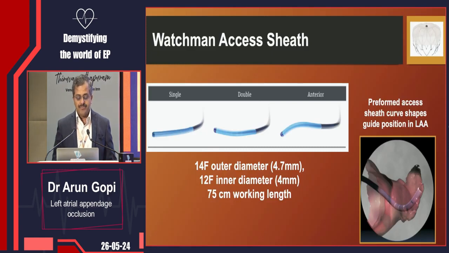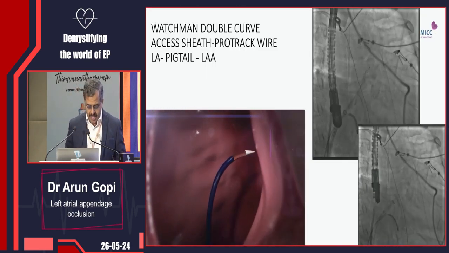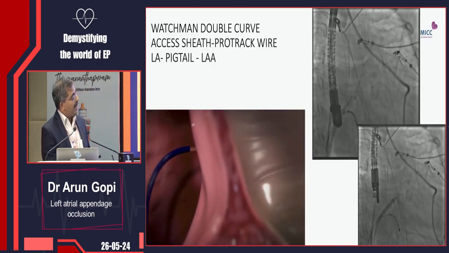We have this sheath for the Watchman deployment, which is 14 French outer diameter and 12 French inner diameter, 75 centimeters in length. And this Watchman comes loaded, like your ASD comes loaded in a delivery sheath. And this is the animation on one side and what actually happens in the lab.